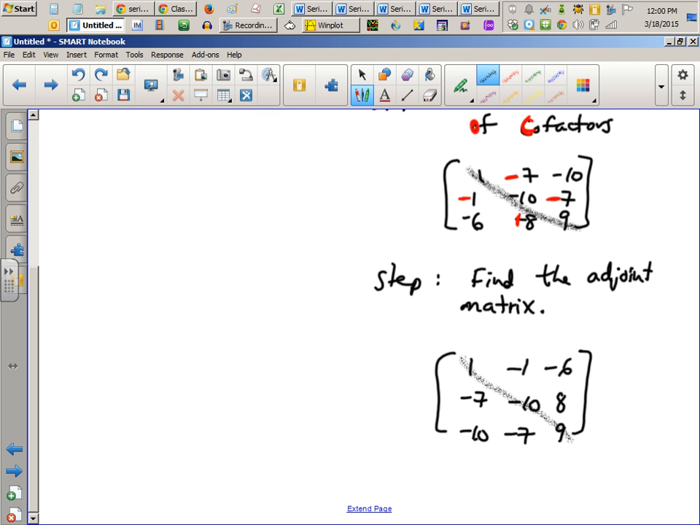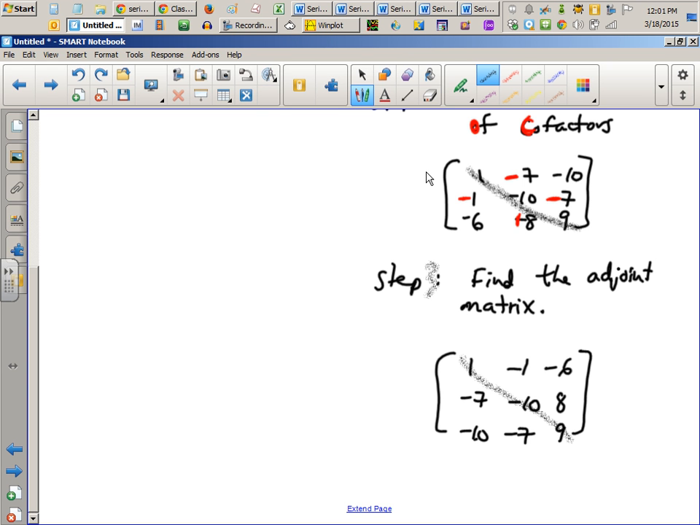There's another way to think about it. The old first row is now the new first column. See it? So 1, -7, -10 now shows up going downwards in the first column, because that was the first row originally. -1, -10, -7 shows up as the middle column. The last row is now the last column. So you can think of it as reflecting, or you can think of it as what we call transposing. Switching rows to columns, columns to rows.